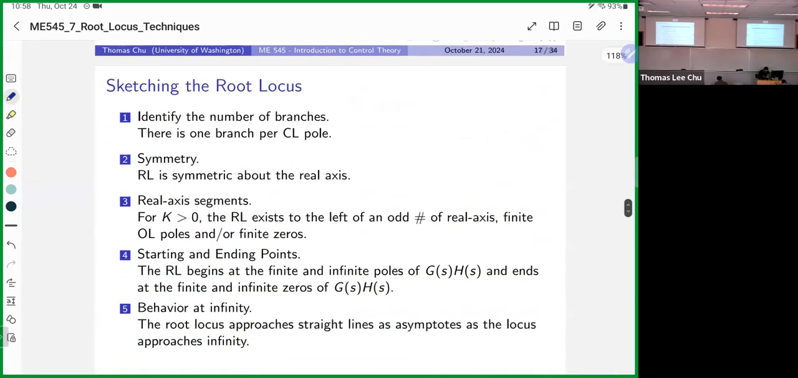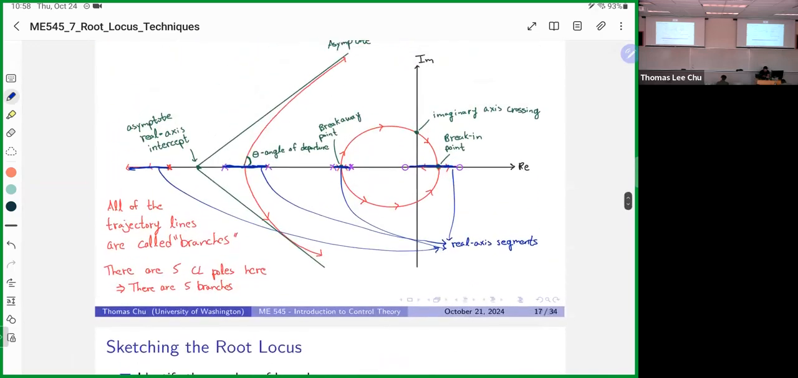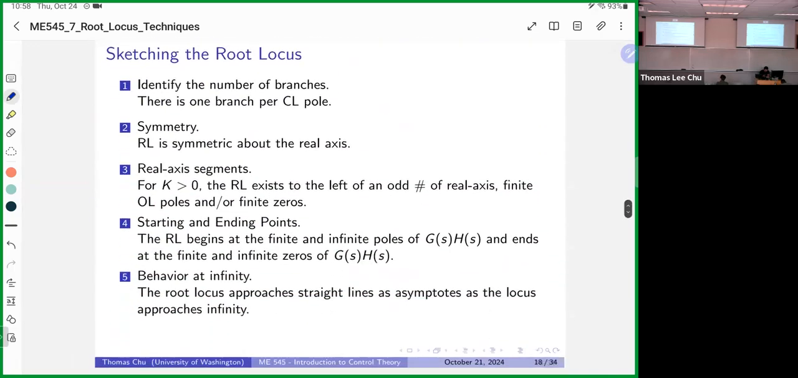So let me move on. Sketching the root locus, basically the first step is to identify the number of branches. There's one branch per closed loop pole. Root locus is symmetric about the real axis, so this drawing here is symmetric about the real axis. And for real axis segments, for k greater than 0, the root locus exists to the left of an odd number of real axis finite open loop poles and or finite zeros. We'll go over what that means.